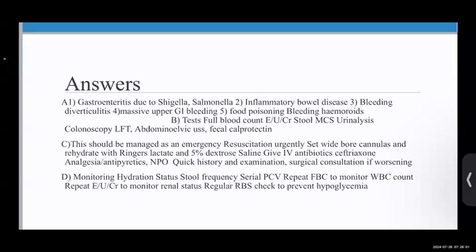Gastroenterologists do colonoscopy too. Just an additional thing, not only surgeons. They do colonoscopy too.